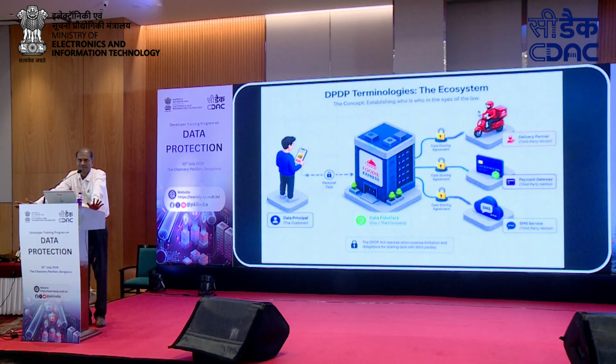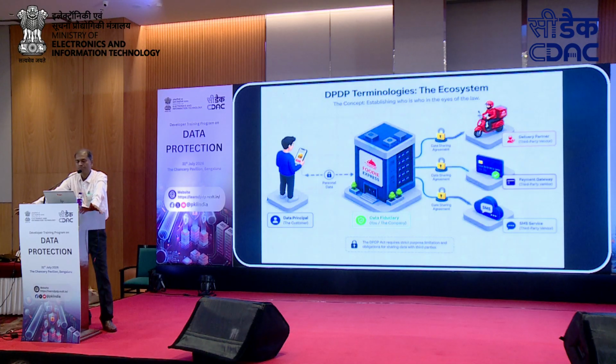Now let us say that all of us order food through any of the number of apps that are there, Swiggy, Zomato kind of apps, multiple things are there. Now let us say that there is a customer who is ordering. The customer is the data principal. Okay, and then he places the order through the app. Now that app becomes the fiduciary. So he becomes the data fiduciary.